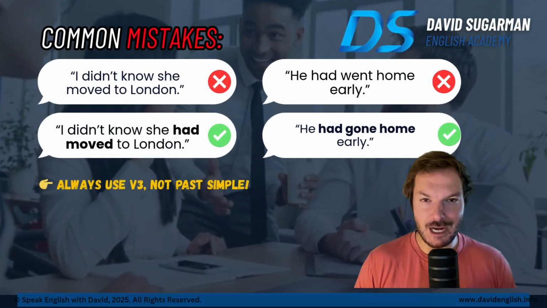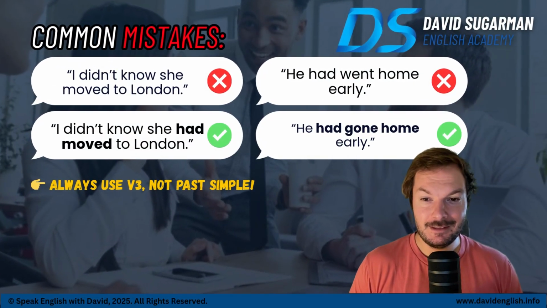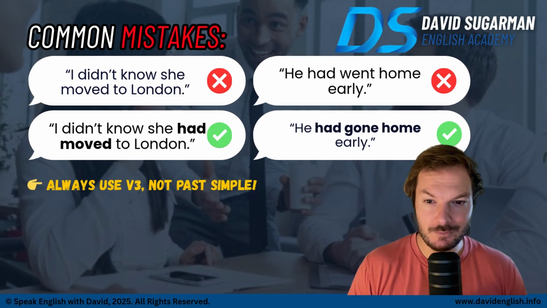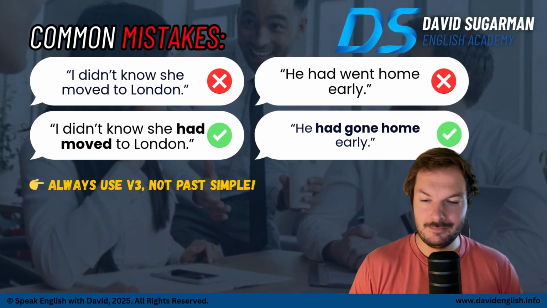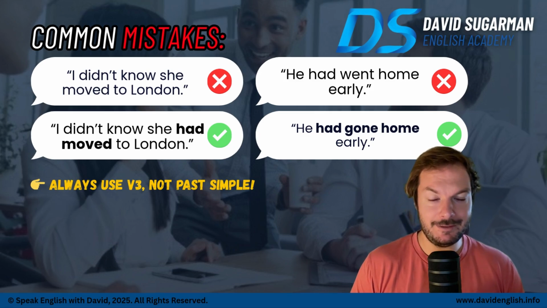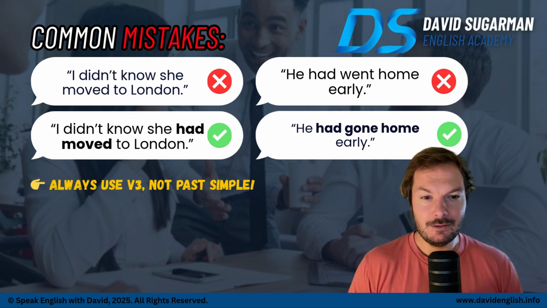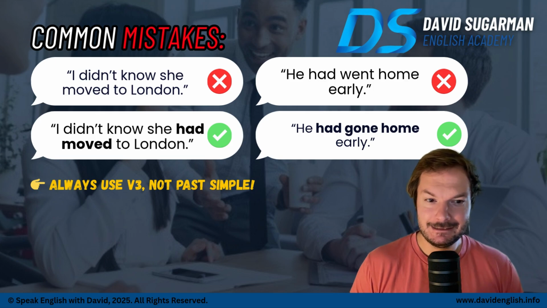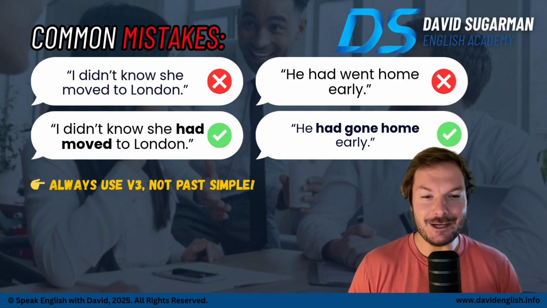Let's go through some common mistakes together. I didn't know she moved to London. You can say, I didn't know she had moved to London. He had went home early. He had gone home early. That's correct. Always use verb 3, not the past simple in this way.